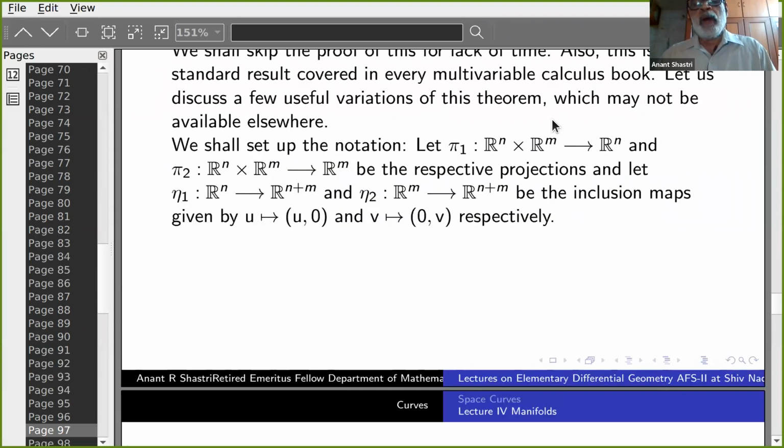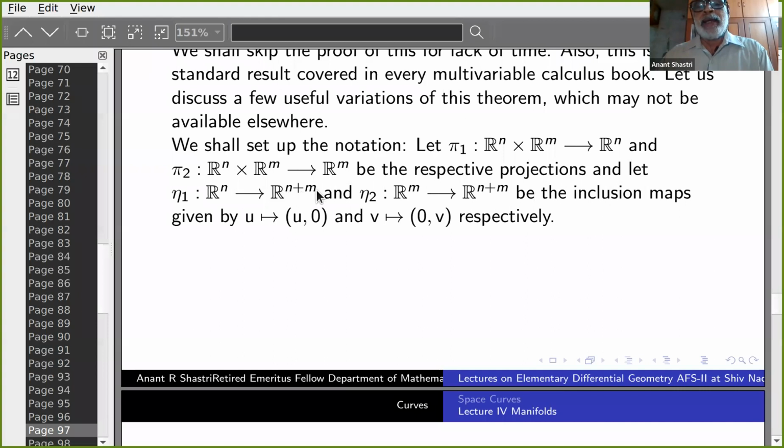Okay. Now let us set up some more notation. For the map from Rn cross Rm to Rn, the first projection I denote by pi 1. The second one I denote by pi 2. So (x, y) goes to x, and (x, y) goes to y. Similarly, eta 1 and eta 2 are inclusion maps.